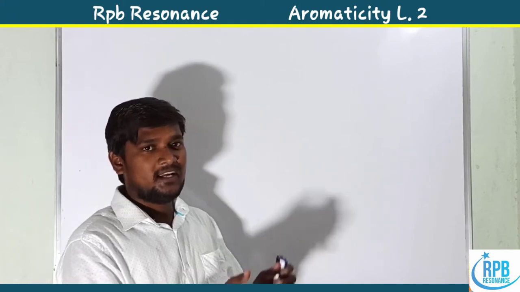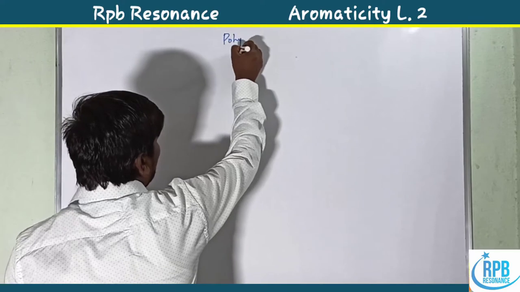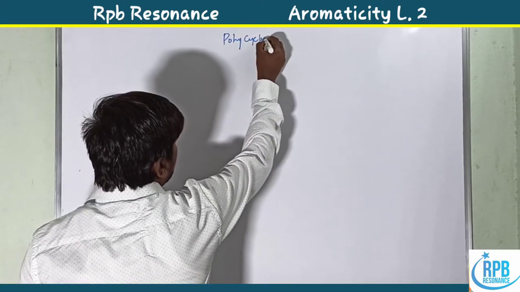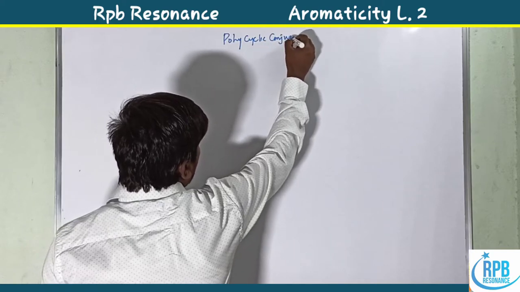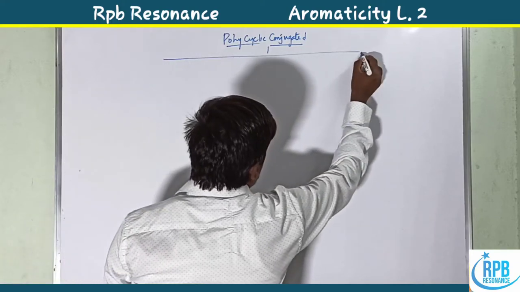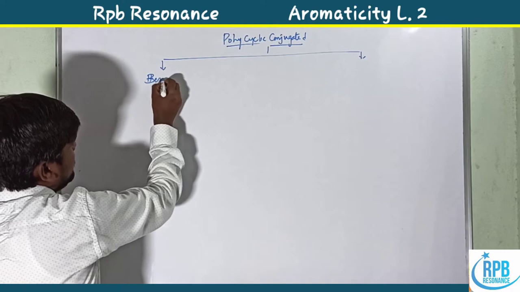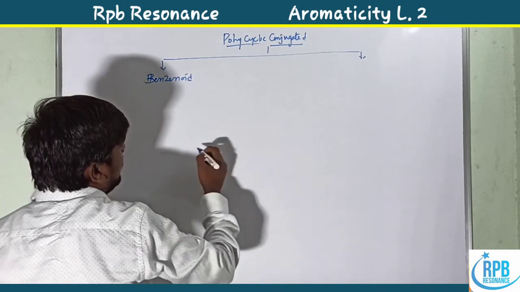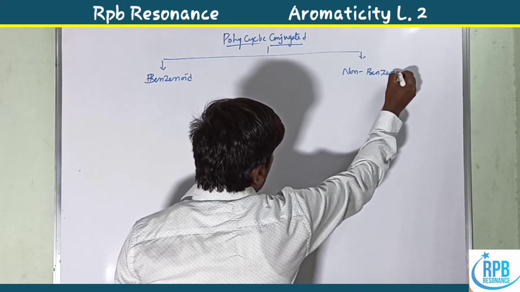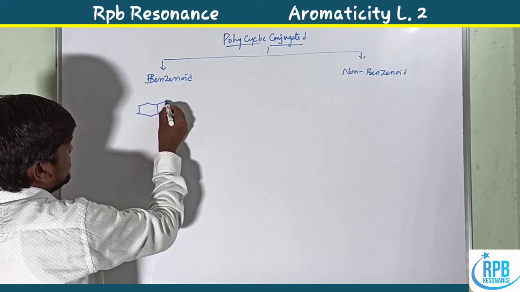Now let's move on to the different compounds. So first of all, polycyclic conjugated compounds, polycyclic conjugated hydrocarbons. Simply, it is nothing but polycyclic conjugated hydrocarbons. Mainly it is of two types: benzenoid structures and non-benzenoid structures. Simply, a benzenoid structure means it has a benzene type structure.